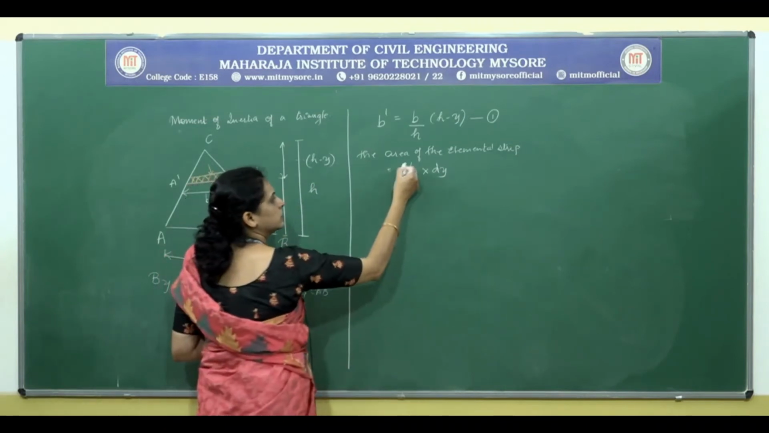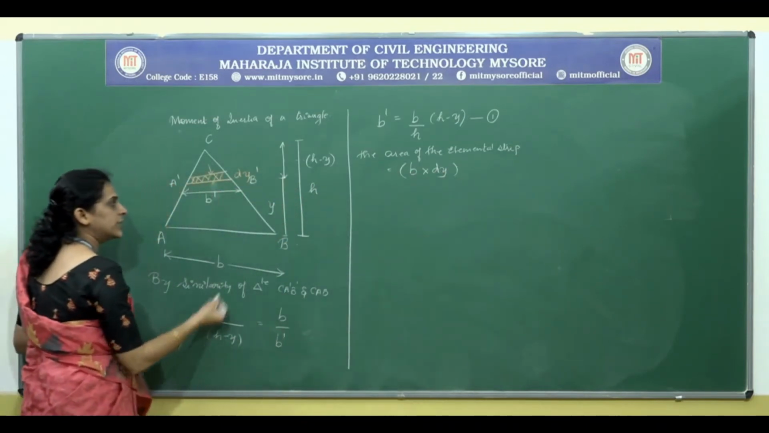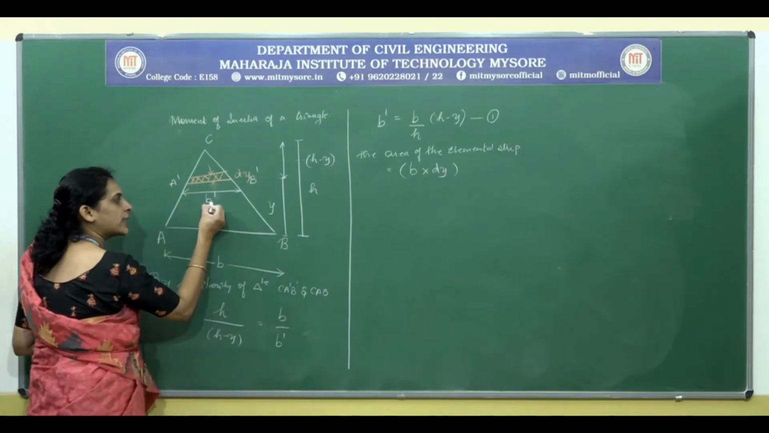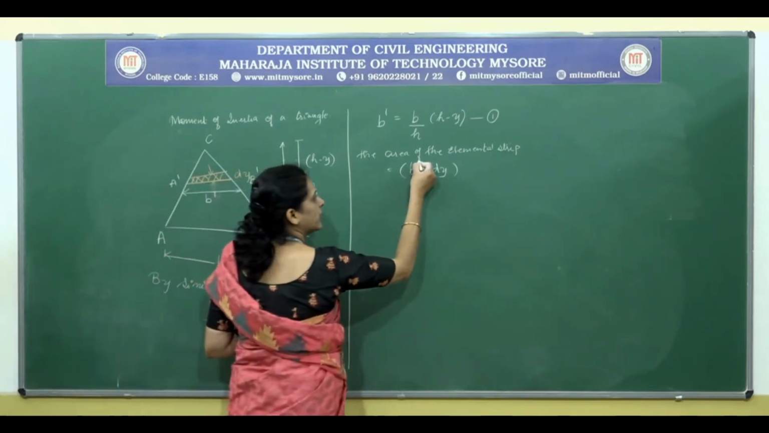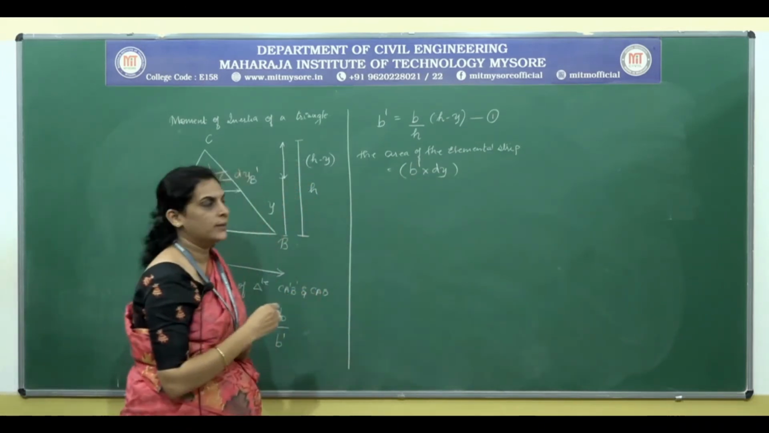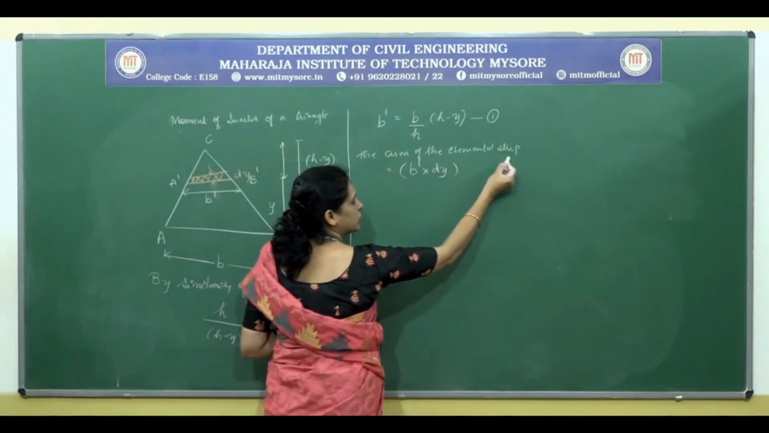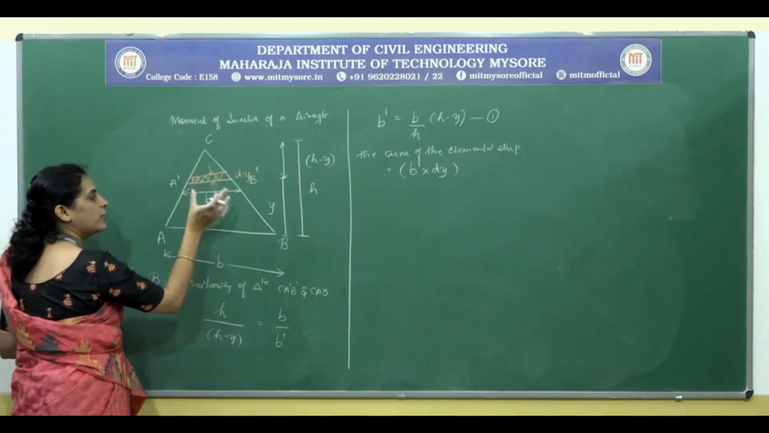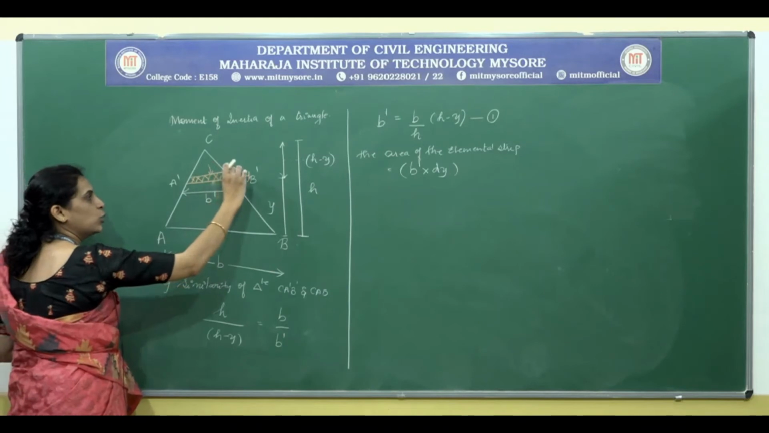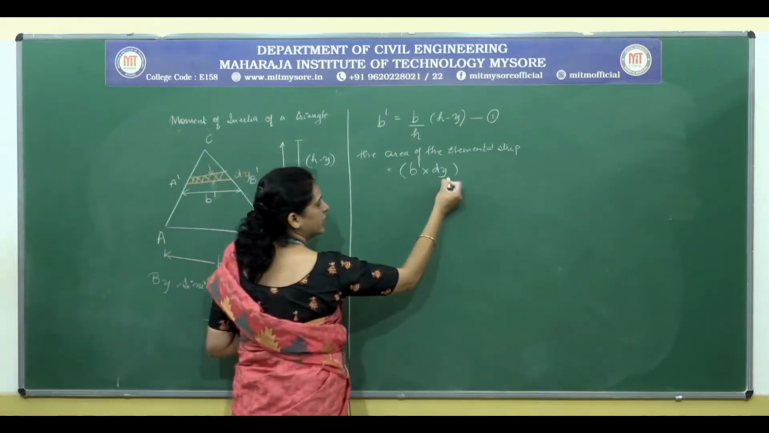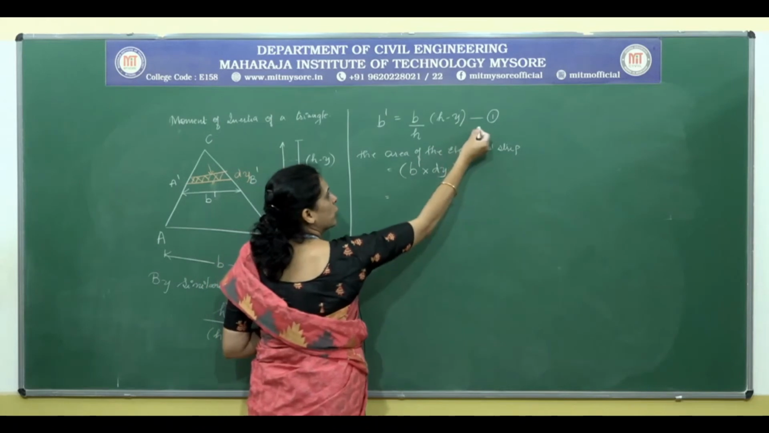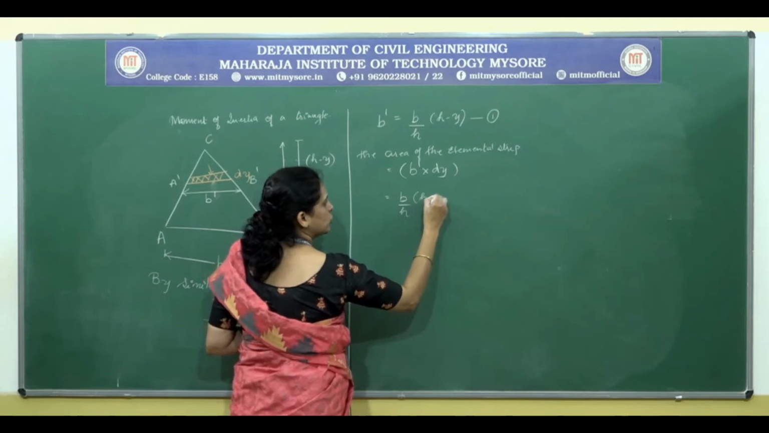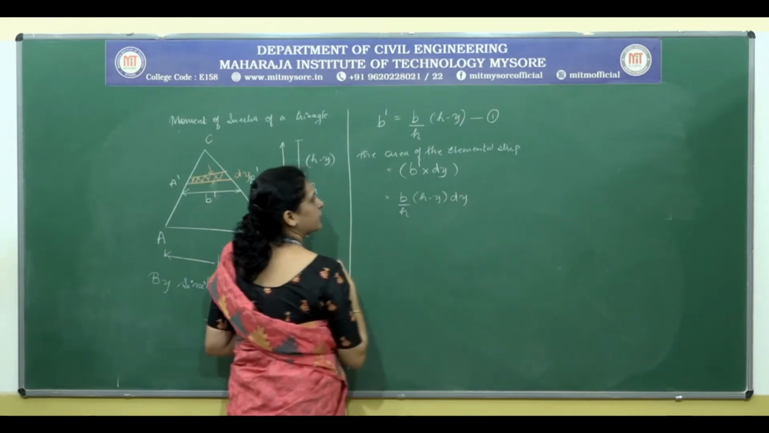But we have considered the base of the smaller triangle, we have denoted that as B dash. Therefore, it is B dash into dy. The area of the elemental strip that we have considered here takes the form of a rectangle, and we have taken the area as B dash into dy. That is what we have written here. Substituting equation 1 here, B by h into h minus y dy.